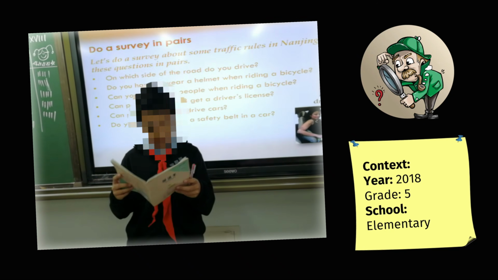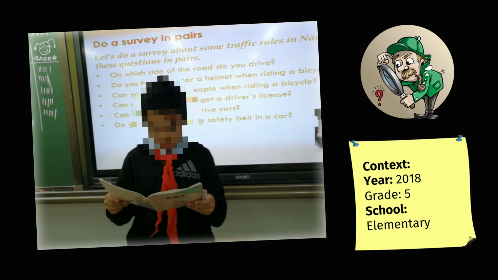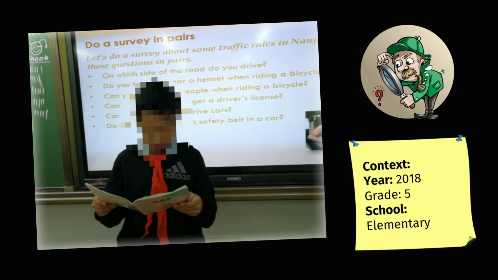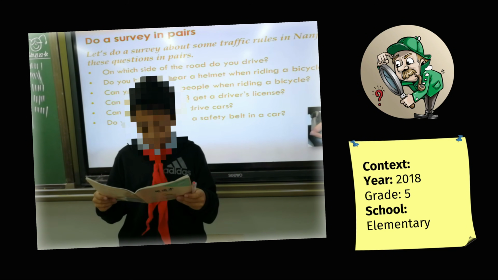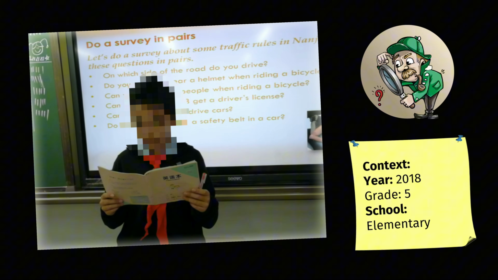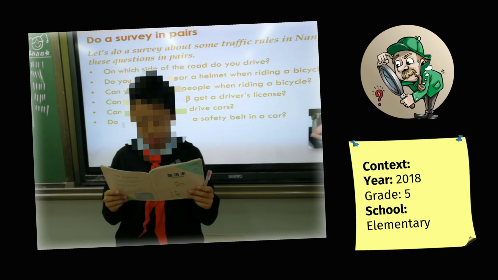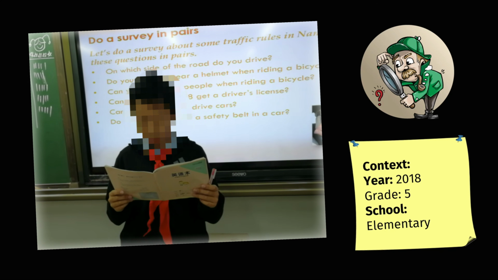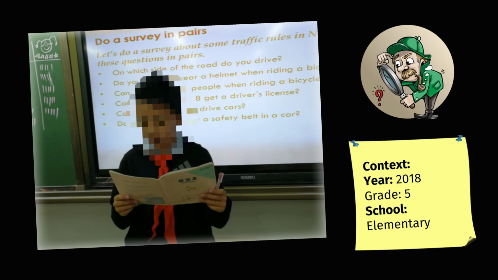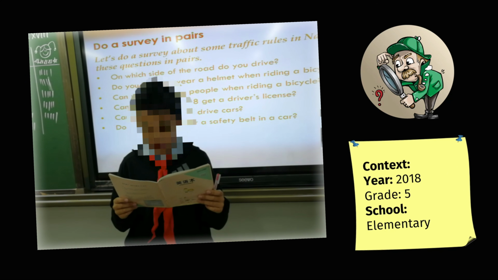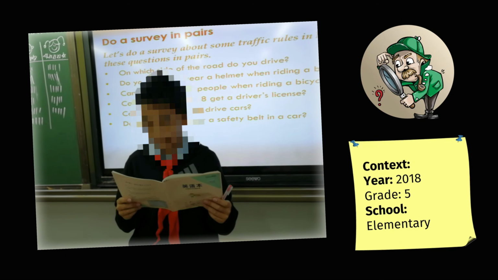Okay, traffic rules in Nanjing. We have many traffic rules in Nanjing. We usually drive on the right side of the road. We have to wear a helmet when riding a bicycle. People under 18 can't get a driver's license. People over 60 can drive cars. We have to wear a safety belt in a car. We must keep safe.